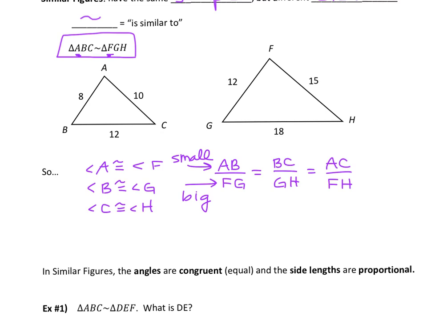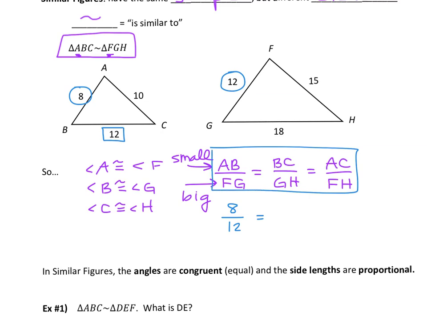Okay, so if that's the case, let's look at numbers now. I have AB, which is a length of 8, and I put that over FG, which is a length of 12. So that would be 8 over 12. Okay. Then look at BC. How long is BC? 12. Okay, so I'm just plugging into this right now. So 12 over GH, which is 18.